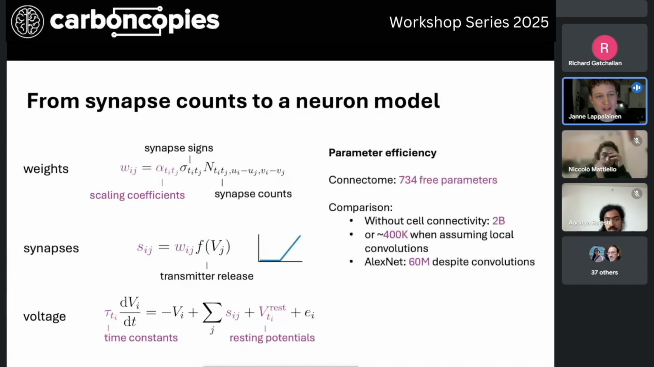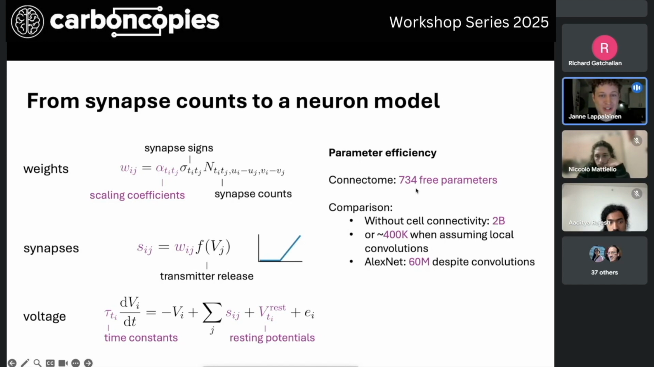and in particular, it's neat that the connectome really gives us the ability to reduce it to 734 parameters because we have 605 filters, so 605 alphas, and we have 65 cell types. One cell type we split into two cell types in the model. So 65, and that means in total we end up with 65 time constants and 65 resting potentials. And so that adds up to 734 free parameters.